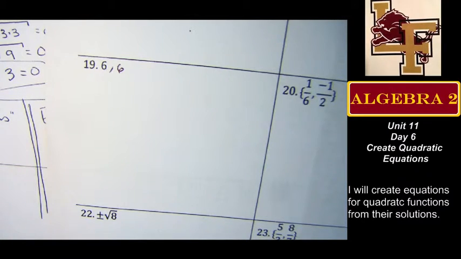Think positive or negative square root of 15. But positive or negative 3. Can you do some examples from the homework?